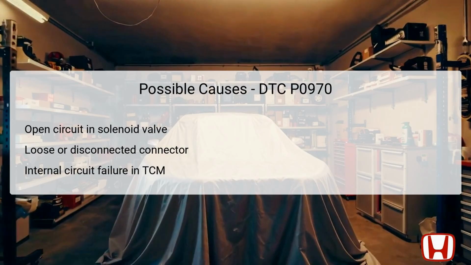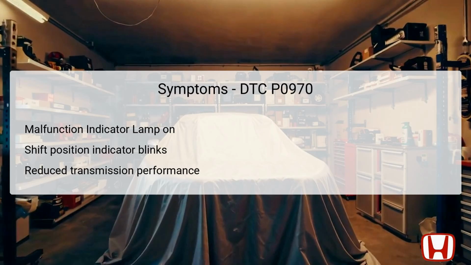Several symptoms may indicate the presence of DTC P0970. Primarily, the malfunction indicator lamp, MIL, on the dashboard will illuminate, signaling that there is an issue within the vehicle's transmission system. Coupled with this, the shift position indicator may blink, alerting the driver to a malfunction affecting gear shifting. This could lead to reduced performance, as the vehicle may struggle to engage gears smoothly.